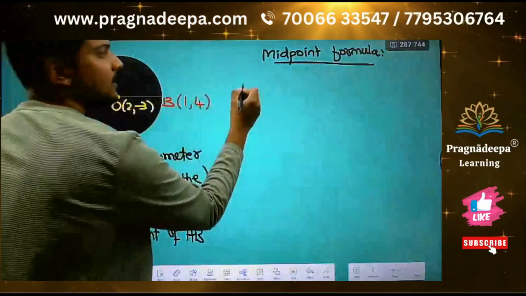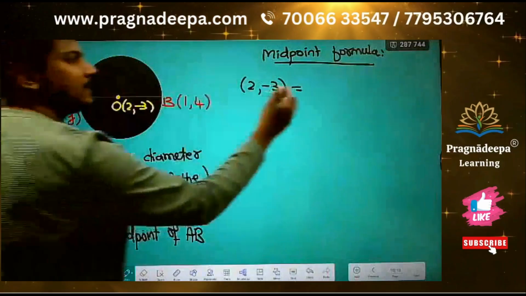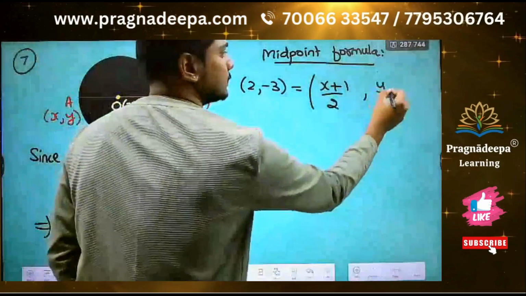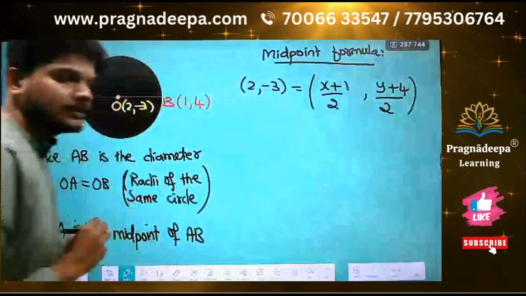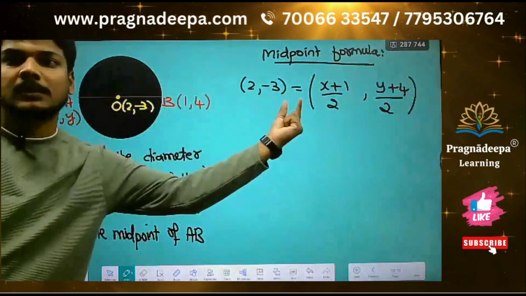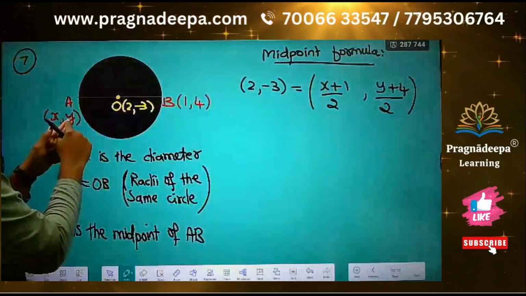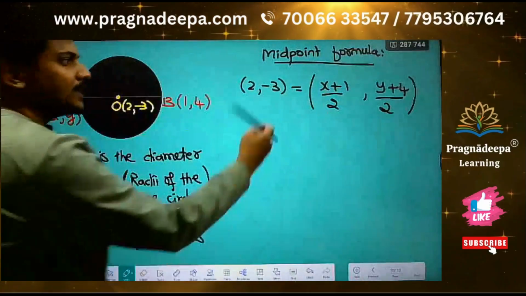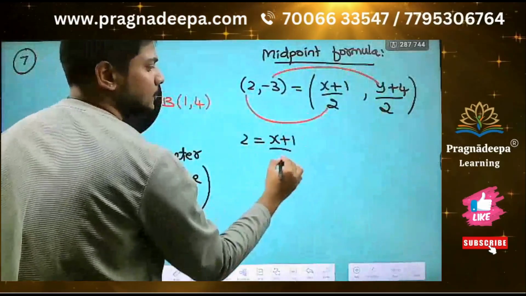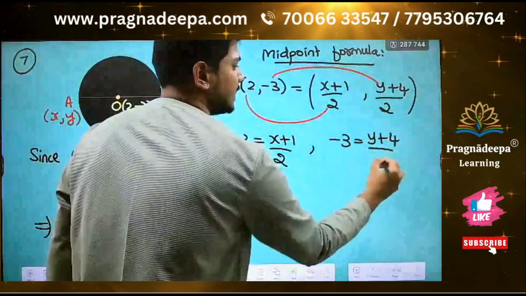So in the midpoint formula, you already know the coordinates of the point of division. 2, -3 is equal to x plus 1 divided by 2, comma y plus 4 divided by 2. Correct? You already know the coordinates of the point of division, that is the coordinates of O. So x1 plus x2, x plus 1 divided by 2, y1 plus y2, y plus 4 divided by 2. Now you can equate the x and y coordinates. 2 is equal to x plus 1 divided by 2. -3 is equal to y plus 4 divided by 2.